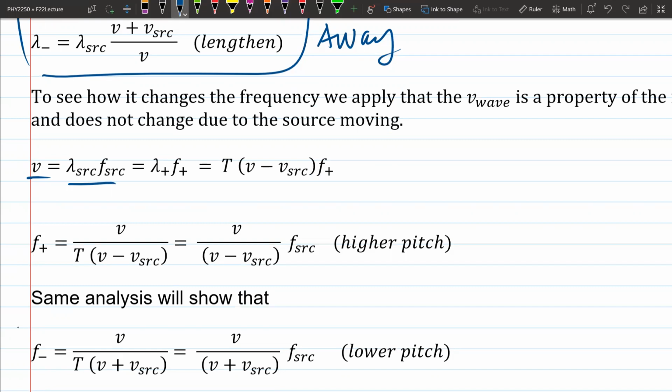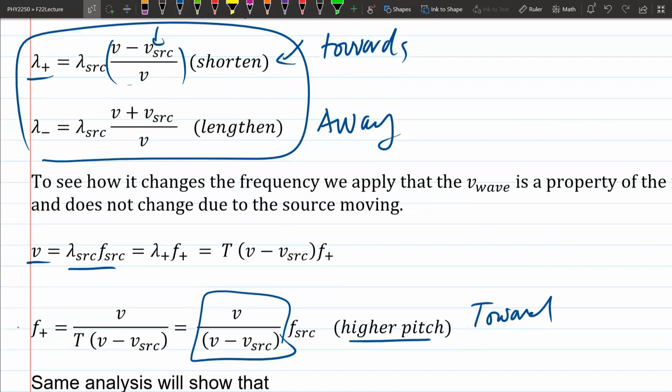What happens is that if you are going towards the source, you get a higher pitch, and that factor is actually v over v minus v source, because remember this idea that if the wavelength goes up, the frequency has to go down. If the wavelength goes down, the frequency has to go up, right? So there's always this inverse relationship between frequency and wavelength. So since wavelength has this factor of v minus v source over v, frequency will have the upside down version of it, okay?